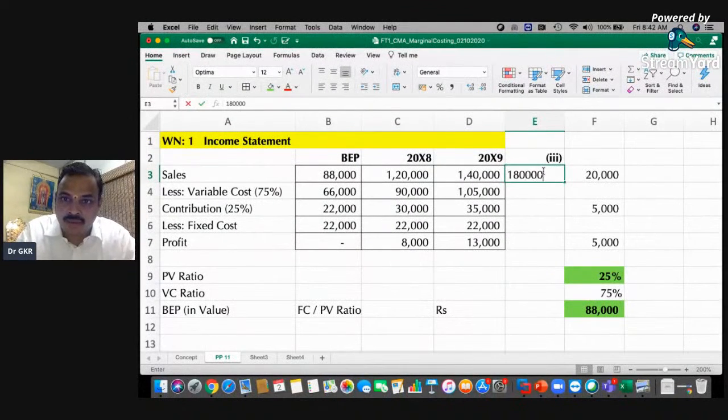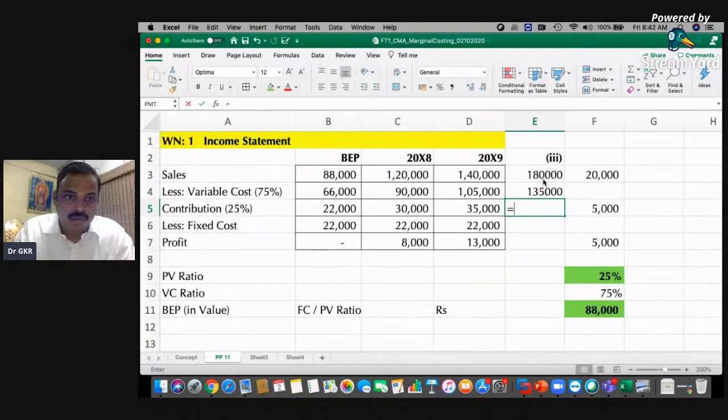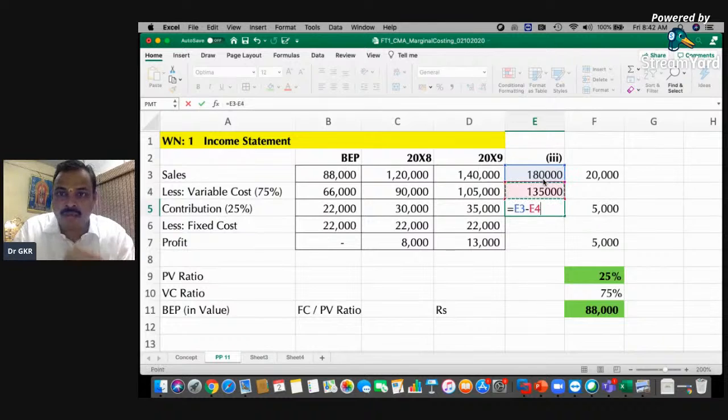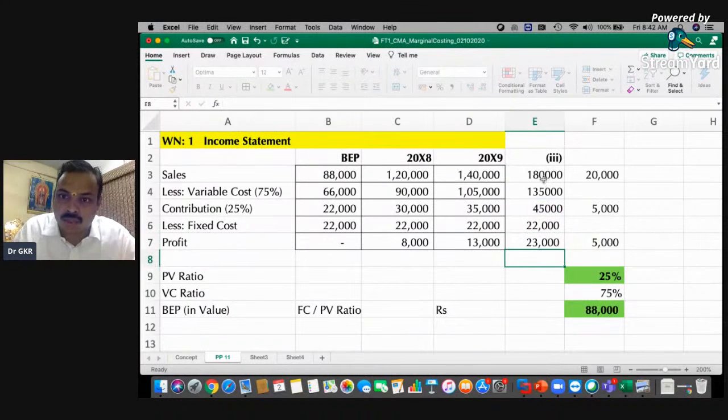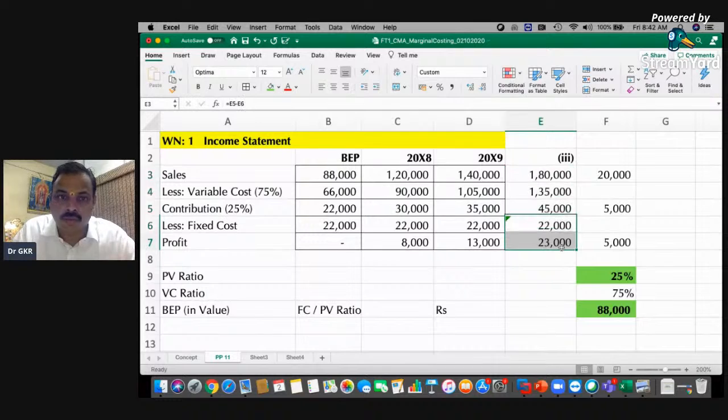So 1,80,000 is your sales and your variable cost on 1,80,000 is 75%. So 25% is 1,80,000 minus 135, which is 45. Your fixed cost is 22. So naturally your profit is 45 minus 22. That's all. Straight away, your 23,000 is your profit.